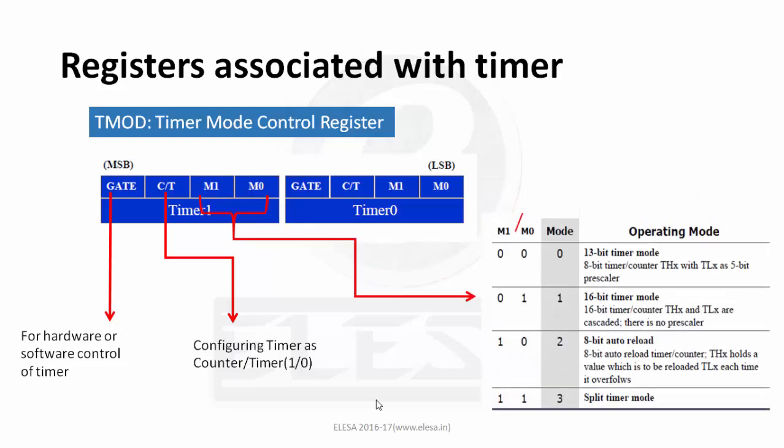The M1 M0 bits select the mode in which the timer will work. 00 will select mode 0, 01 will select mode 1, and similarly 10 for mode 2 and 11 for mode 3. We will see these modes in detail afterwards.